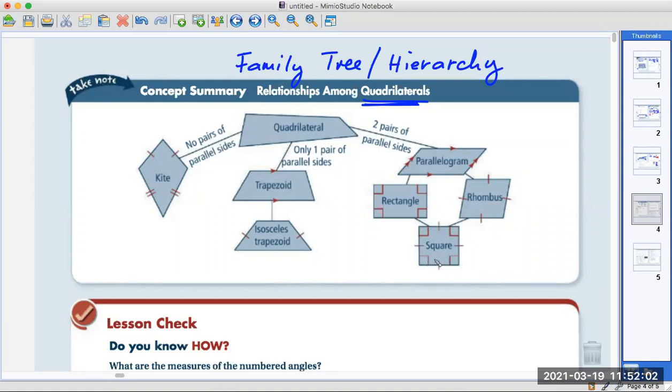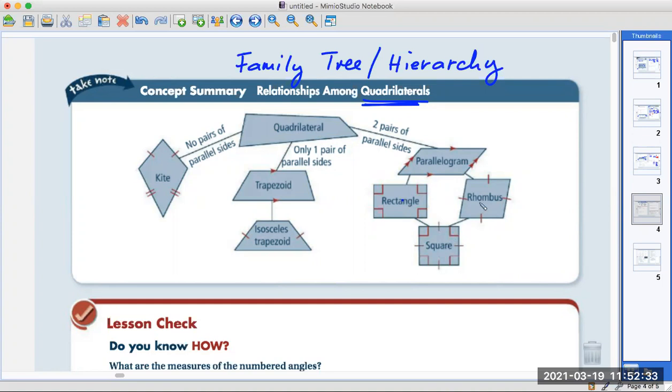So when you look at the hierarchy, you work your way up. What that means is that all of these are quadrilaterals, right? Because it's all from the same family tree up on top. But the square is the lowest one on the branch. It is the most described. It has all these special little things. A square is a rectangle, but a rectangle is not a square. So it goes up, but not down.